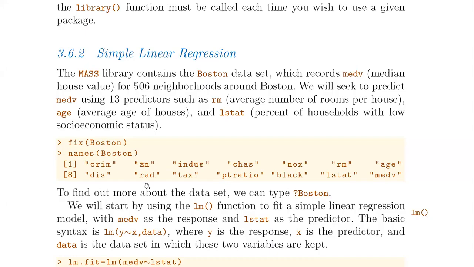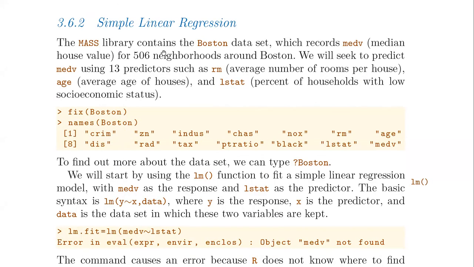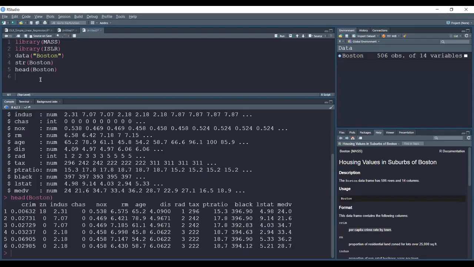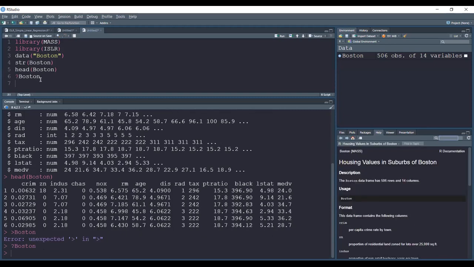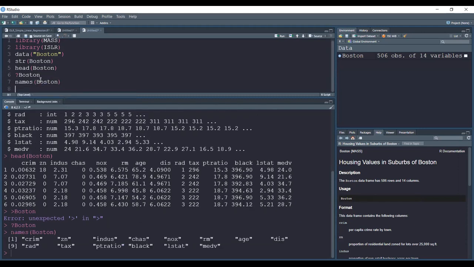You could look at your names. You can do question mark Boston, and that's probably going to pull up the same thing that I already have. Yeah, same thing over there. You can do names, and this gives you a vector of names. And we have the 14 names. Each one is associated with a specific variable. Notice they are all numeric to a certain extent.